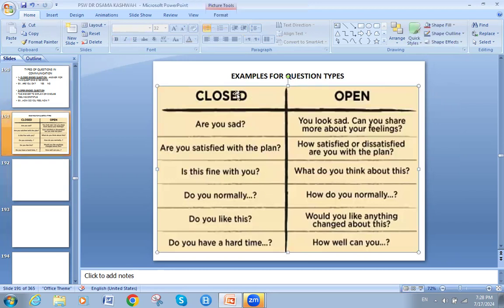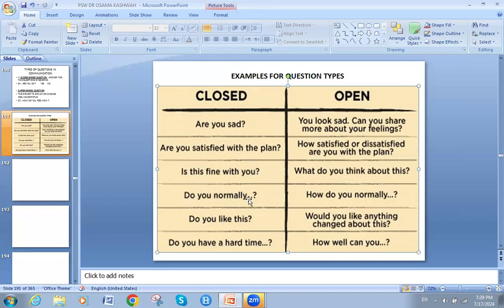Finally, here are the differences between the closed question and the open question. The answer for a closed question is always yes or no. Are you sad? Yes or no? Are you satisfied with the plan? Yes, I'm satisfied. No, I'm not satisfied. It's only one word, yes or no. Is this fine with you? Does this work for you? Okay. Yes, okay. No.